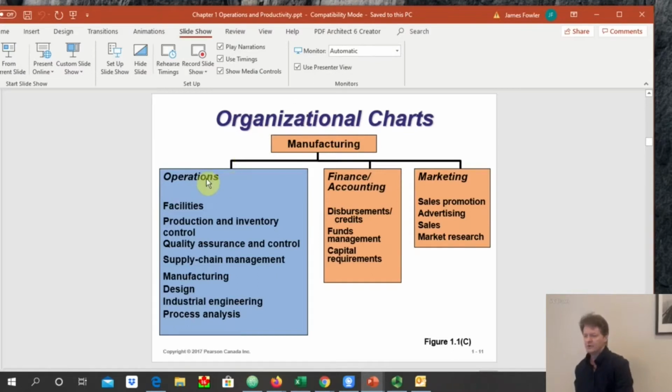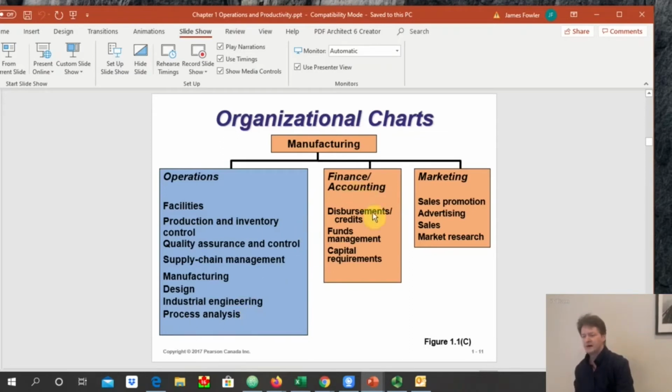Now, in the manufacturing industries, again, taking a look at the three departments within the company: operations, finance, and accounting. So operations is going to look at the facilities. If you're starting up a new company, we have to first decide on the location. Where are we going to put this? How big do we need it? What's our workflow going to look like? Production and inventory control, quality assurance and control, supply chain management. All the manufacturing and the design and the process analysis is all done by operations.